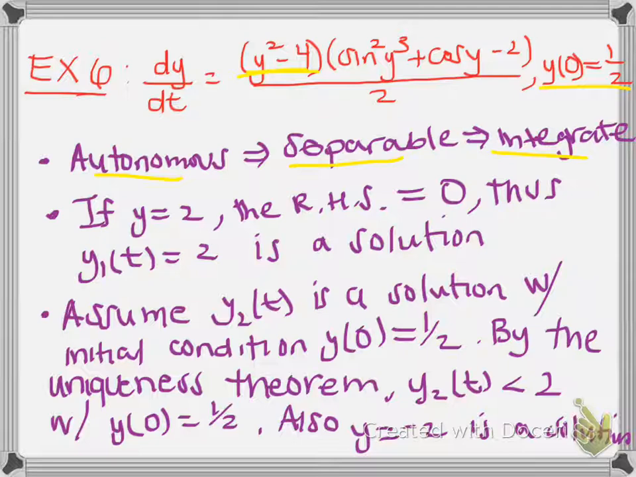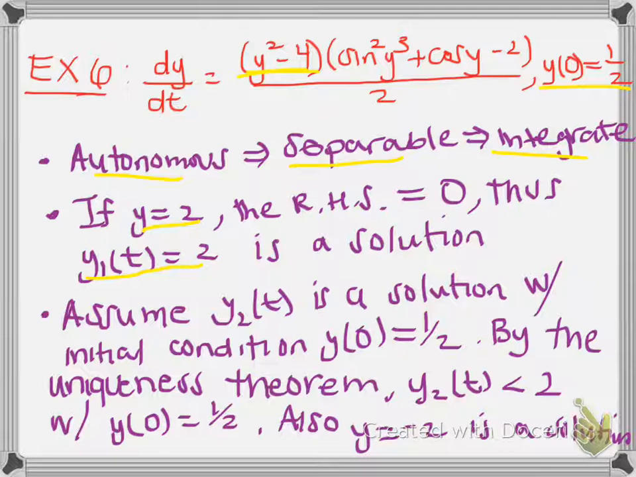Even though we don't necessarily know how to integrate this or where to start, notice we do see some of our equilibrium solutions, right? When y is equal to 2, the right hand side is equal to 0, thus y sub 1 of t equals 2 is a solution to our system.